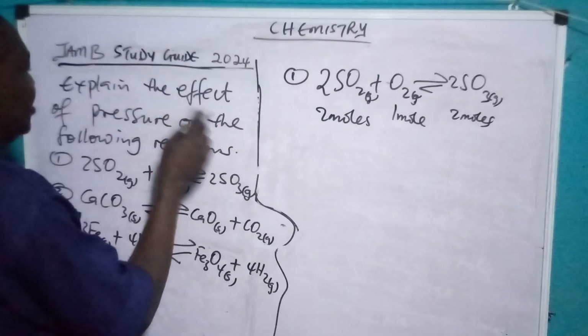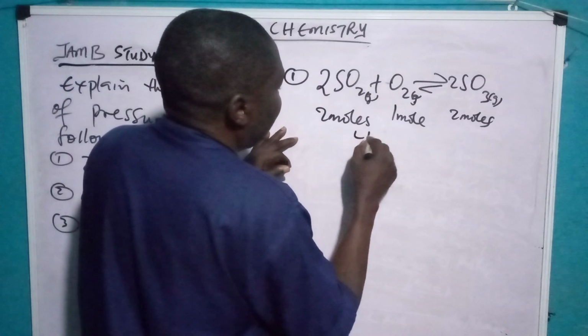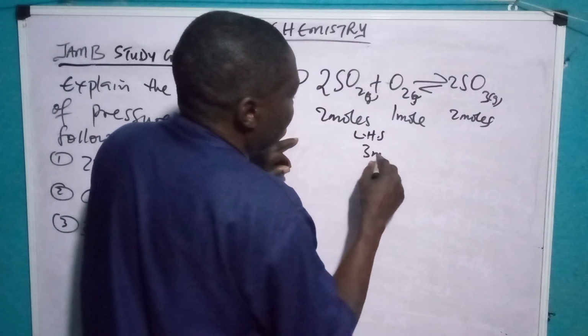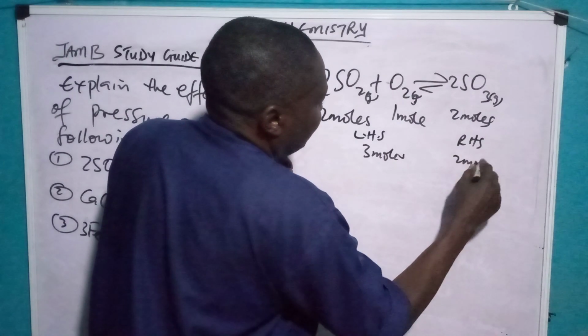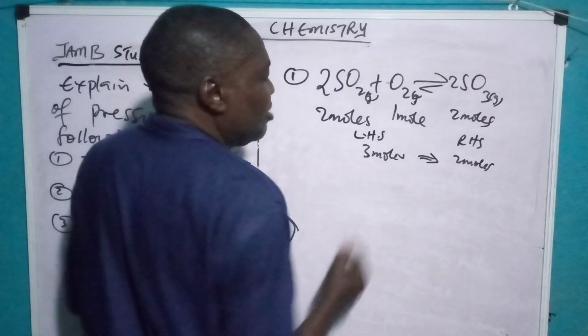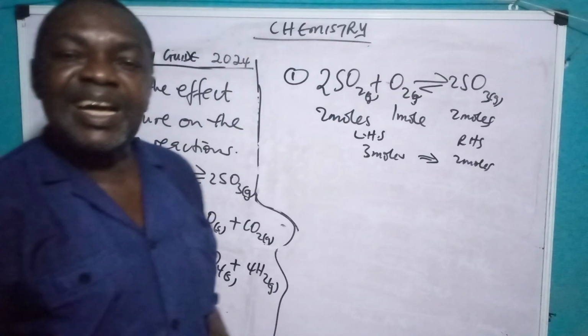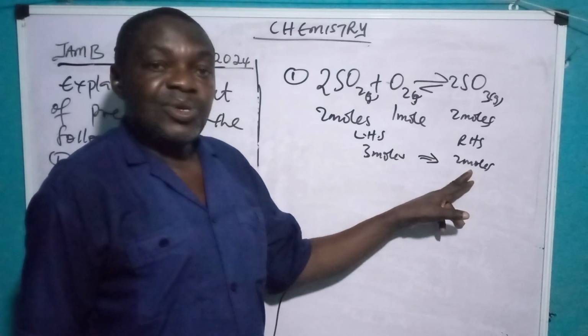Because they say you explain the effect of pressure. So for this, you have a total here on the left hand side of 3 moles. Right hand side, you have 2 moles. You see it? So 3 moles producing 2 moles. Pressure change will favor the side that has the lesser moles. So increase in pressure will favor the forward reaction.